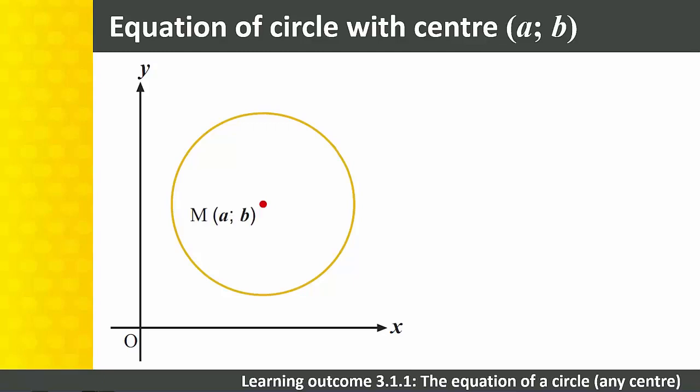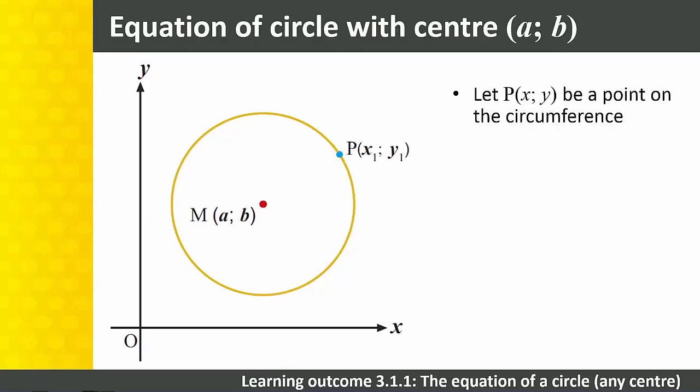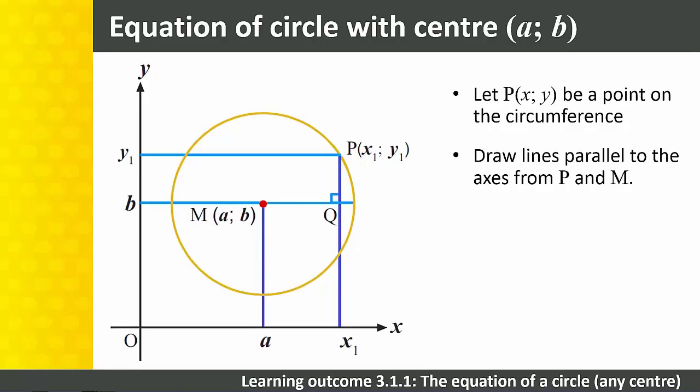The center is at any point M(a, b). Let's see how the formula for the circle can be derived. First, we let P(x, y) be a point on the circumference of the circle. We draw in lines parallel to the axes from point P and point M.